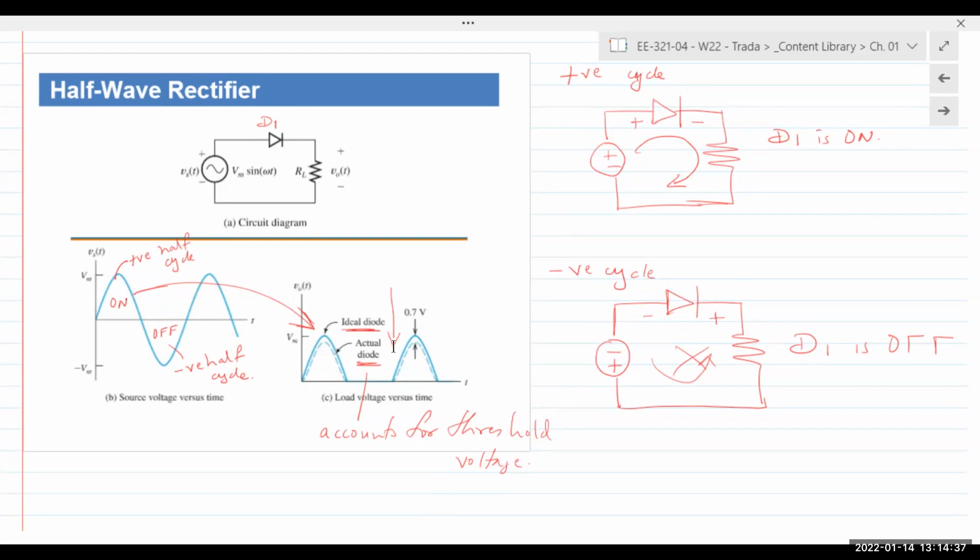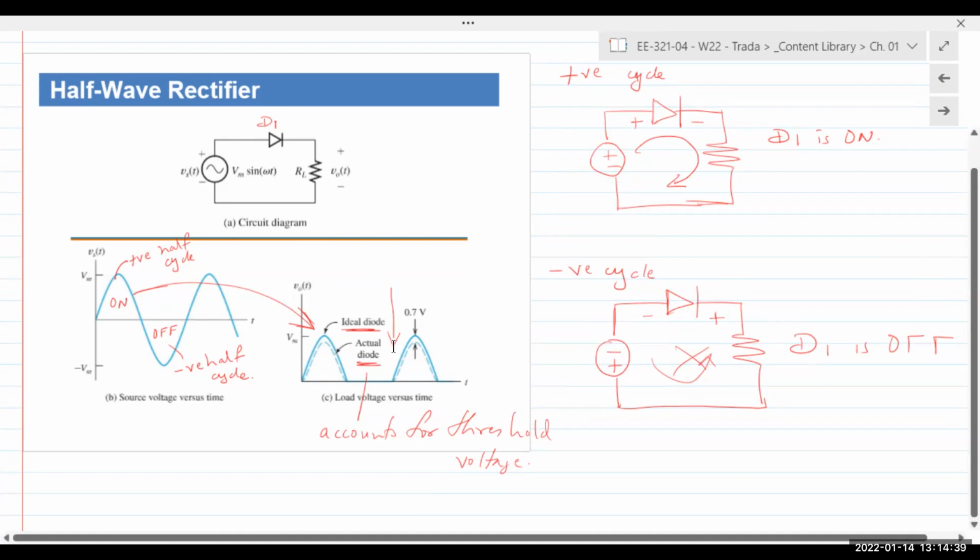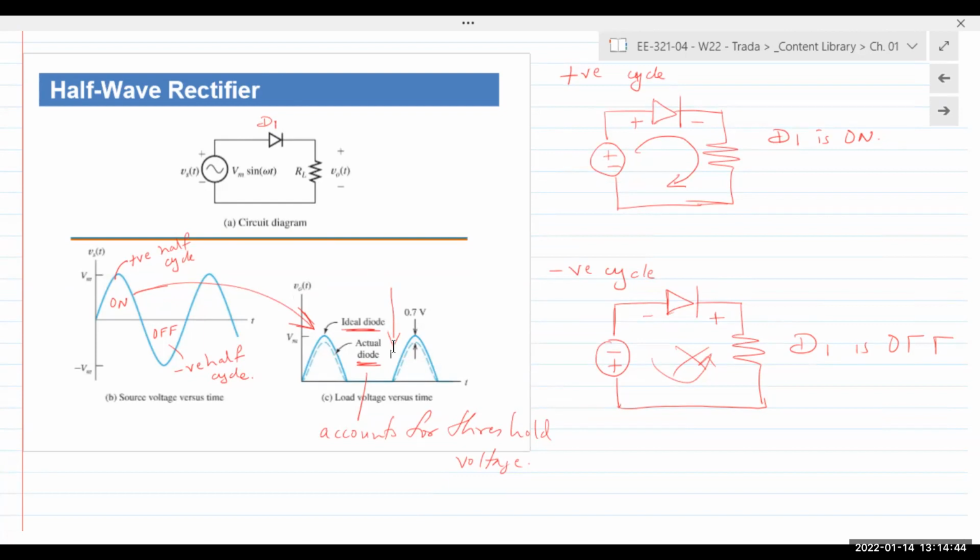Now the AC that comes from the power outlets is 60 hertz. So there are 60 cycles in 1 second, 60 complete cycles. So you would see 60 of these peaks in 1 second. So the average value of the waveform would translate to a DC level voltage.